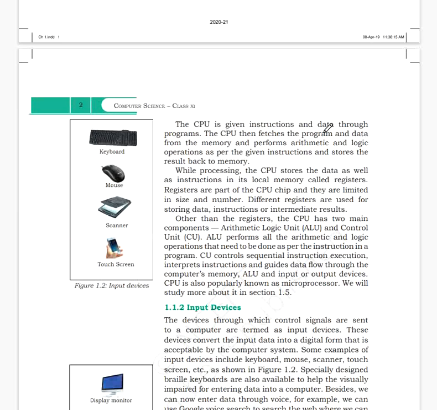The CPU is given instructions and data through programs. All the processing takes place in the CPU only, but on the basis of the instructions given to it, the CPU will perform the task. The CPU then fetches the program and data from the memory and performs arithmetic and logic operations as per the given instructions, and stores the result back to the memory if required.